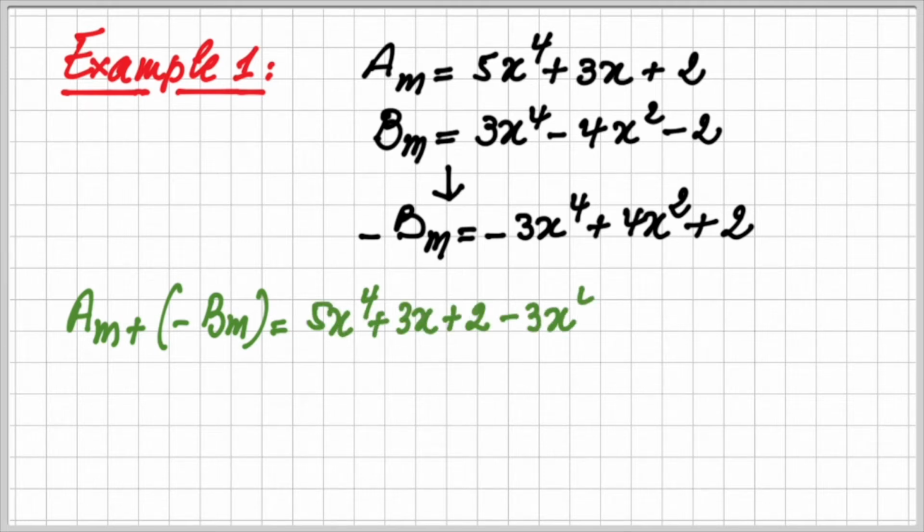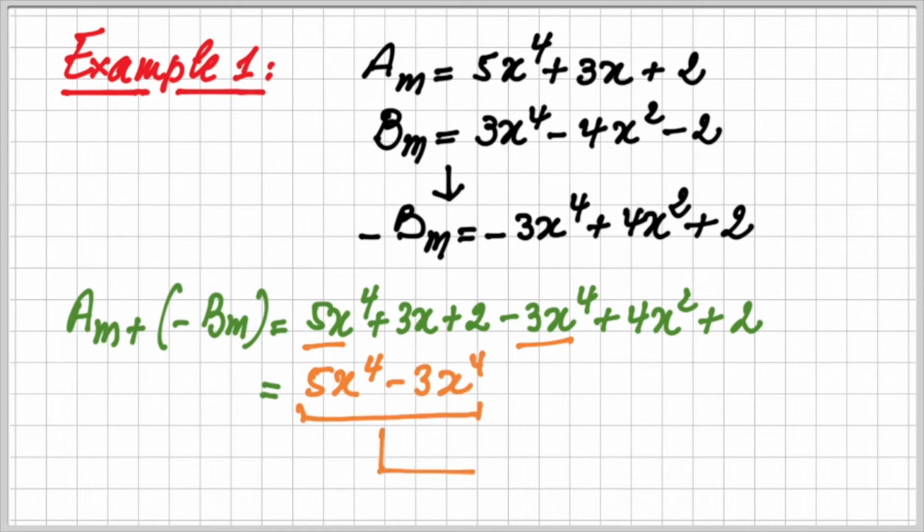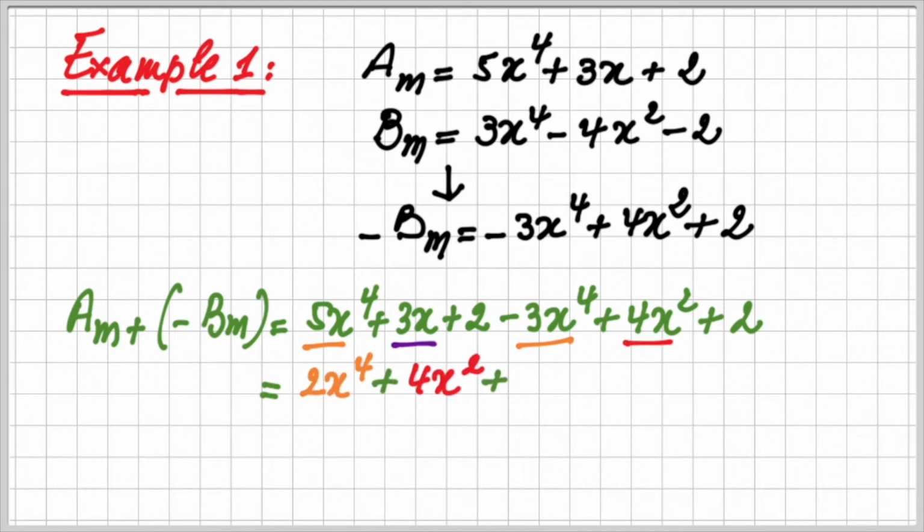And we find 5x to the power 4 plus 3x plus 2 minus 3x to the power 4 plus 4x squared plus 2. So the last three elements are in fact the parameters of the polynomial b_m. Like we did before, we are grouping the terms. So first we have the terms in x to the power 4. We find 5x to the power 4 and minus 3x to the power 4. So we look at those and we can say this is equal to 2x to the power 4. And we write it as the first term of the equation.